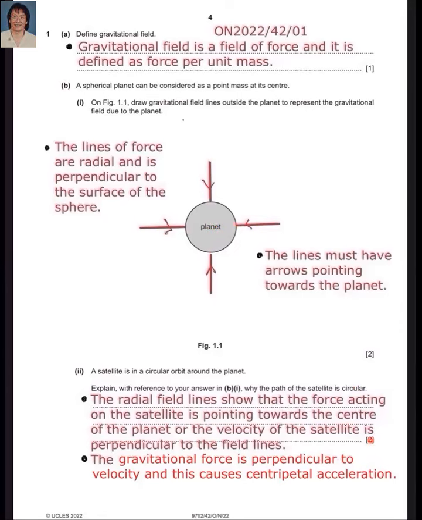So to get the 2 marks here, the first mark is to say that the radial field line shows that the force acting on the satellite, which is the gravitational force, is pointing towards the center of the planet. Or you can say that the velocity of the satellite is perpendicular to the field lines. Second mark, the gravitational force is perpendicular to the velocity, and this causes centripetal acceleration.